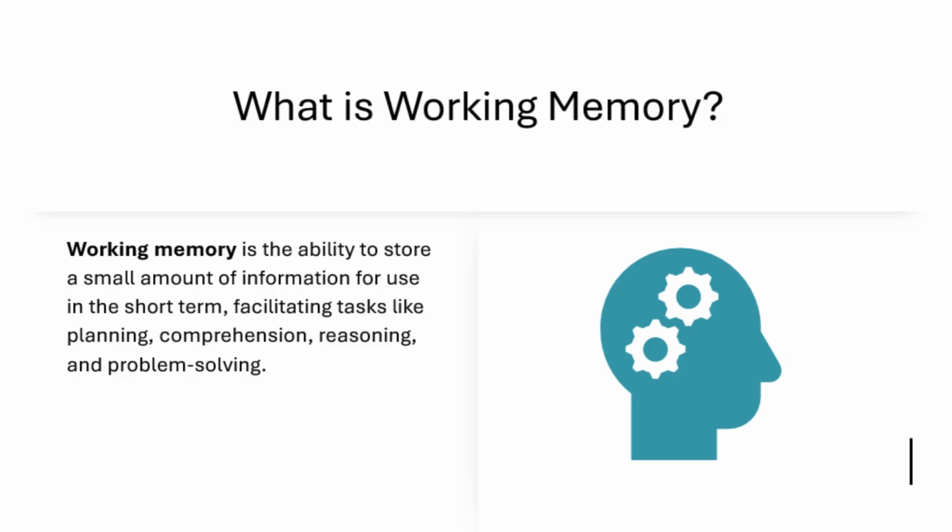Now, what is working memory? Well, working memory is the ability to store a small amount of information for use in the short term, facilitating tasks like planning, comprehension, reasoning, and problem solving. Working memory allows us to hold a plan of action while simultaneously calling up items from the rest of our brain for immediate use.